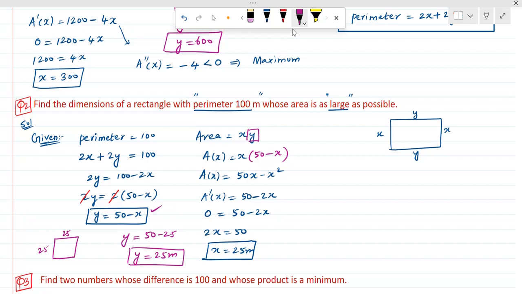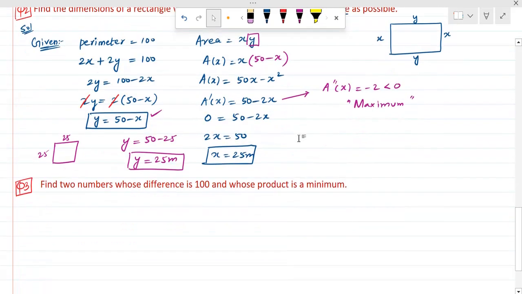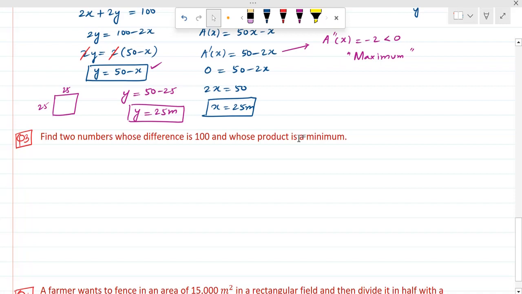Now I have to show that it is a maximum. How will you show it? I will take the second derivative. What is the second derivative for this? It is minus 2, which is less than 0, so it is a maximum by the second derivative test. So this is the difference between the last problem and this problem.